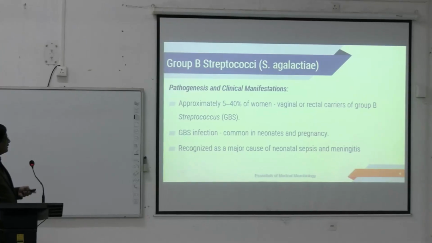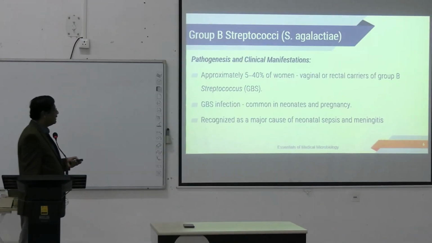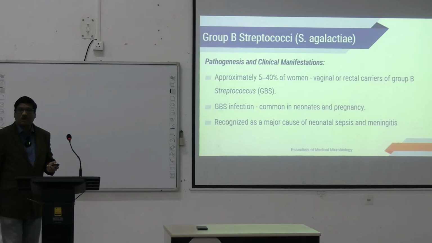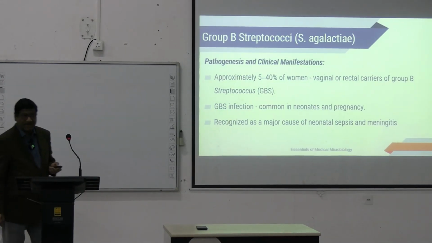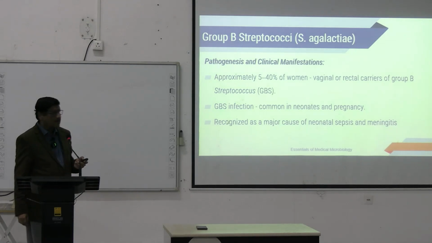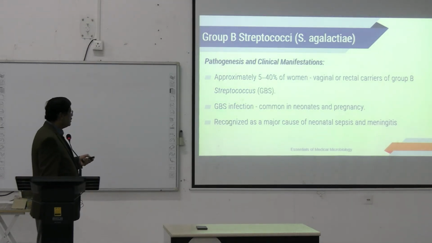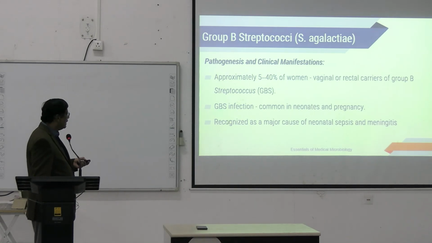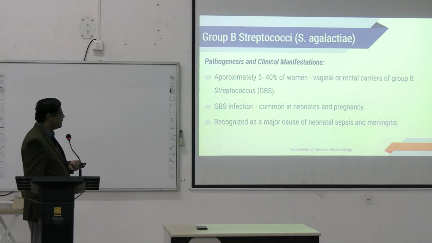The vaginal tract and rectum carry group B Streptococcus, or GBS. Group A Streptococcus is called group A, GAS, and this particular group is called GBS. GBS infection is common in neonates and pregnancy, as I told earlier. It is recognized as a major cause of neonatal sepsis and meningitis.